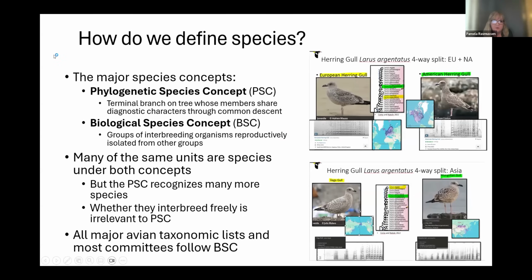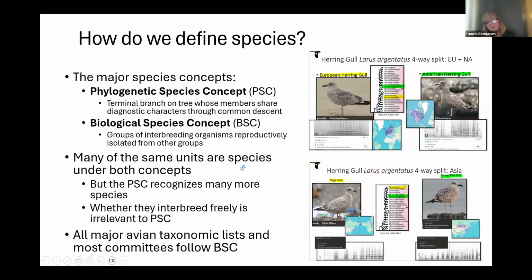And how do we define species? Well, there are two main species concepts. There are many others as well, but these are the two main ones: the phylogenetic species concept, or PSC, and the biological species concept, or BSC. They differ quite a bit in terms of how they're defined. The phylogenetic species concept is a terminal branch on a tree that's distinctive, has diagnostic characters shared through common descent. Whereas the biological species concept is organisms that can interbreed with each other, but not with other groups of organisms.